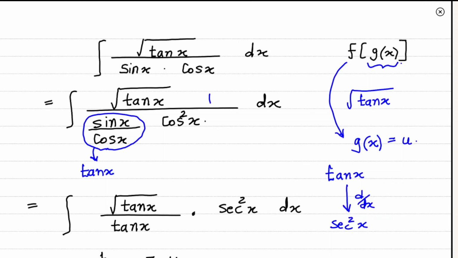The tricky part here was that when you put tan x equal to u, you have to make sure that sec square x, which is the differentiation of tan x, is present over here.